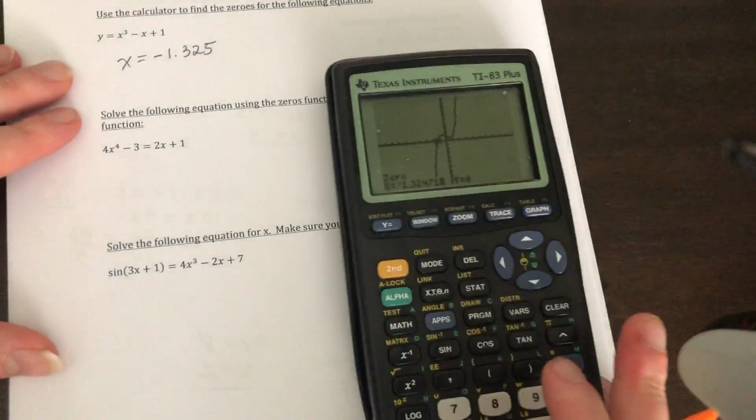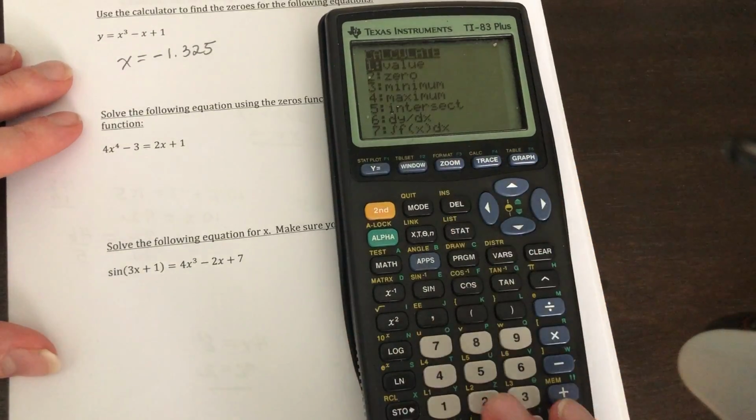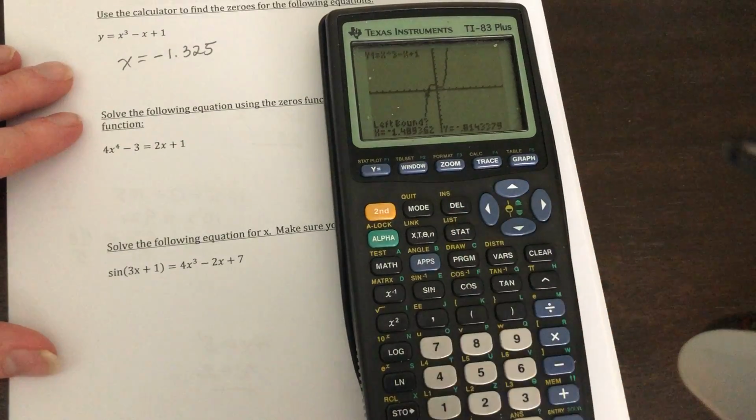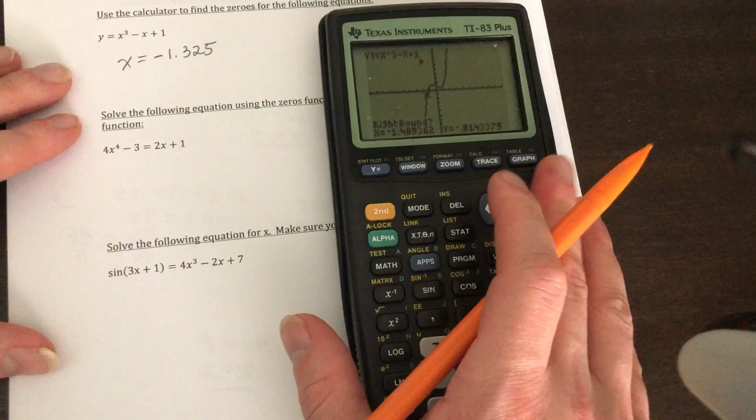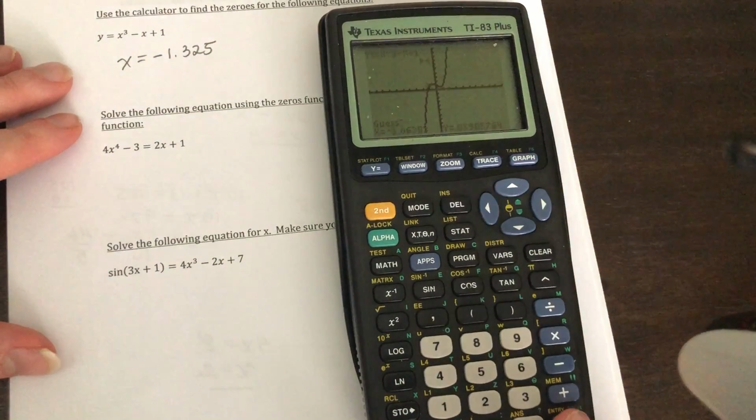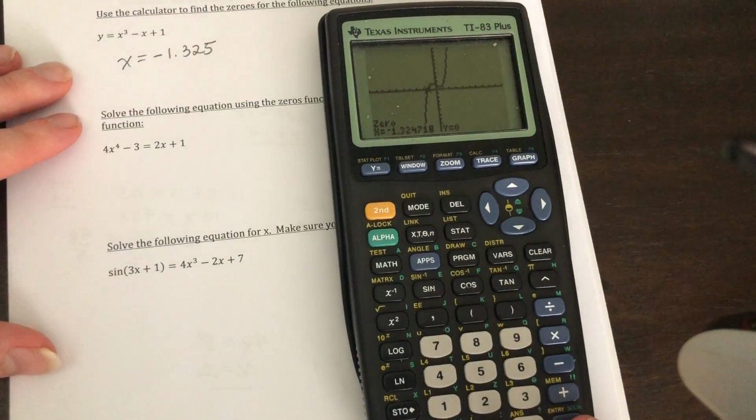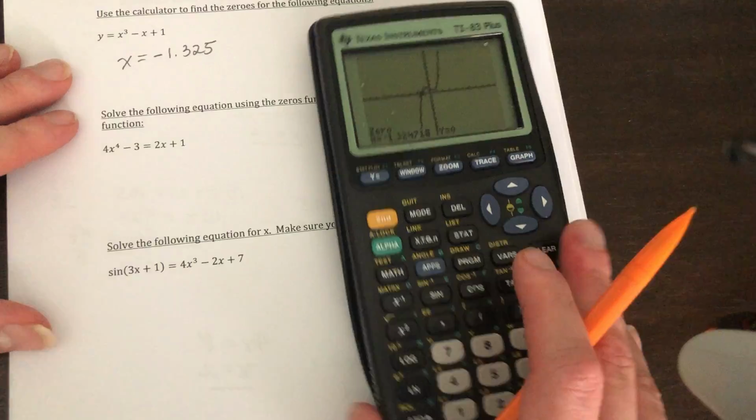Okay, so doing that again. So second calc, 0, and we're going to go below, see it's negative, go above to where it goes positive, hit enter again, and you get the same answer, okay?